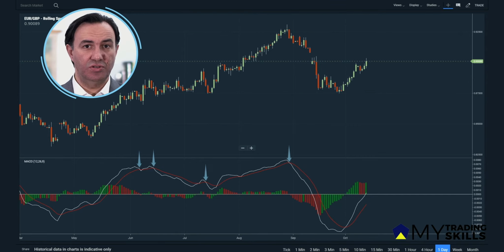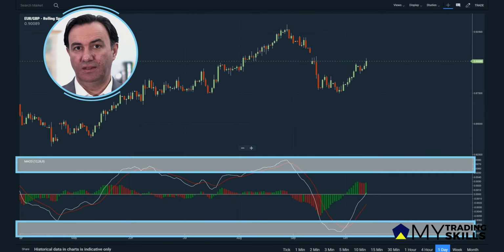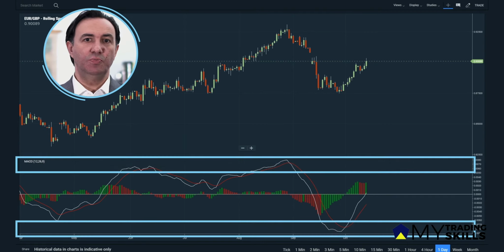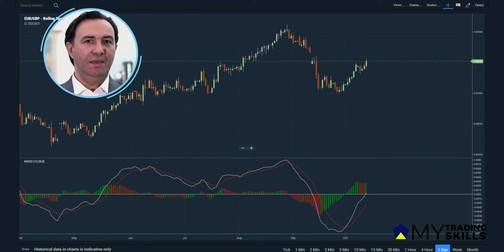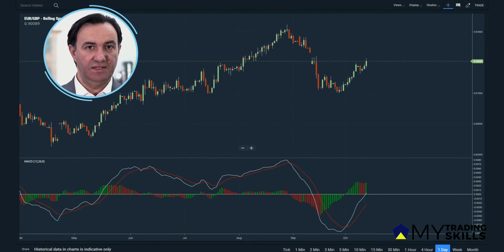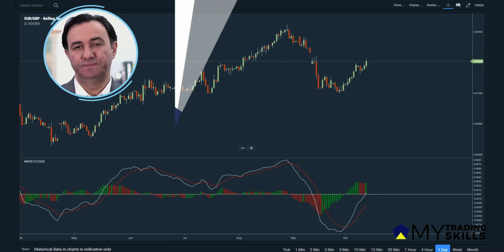However, a crossover when the MACD is extremely high or low, like these ones, should be treated carefully. Why should they be treated with caution? Well, because the MACD also indicates strong momentum in these areas, which can suggest a continuation of the trend rather than a reversal.